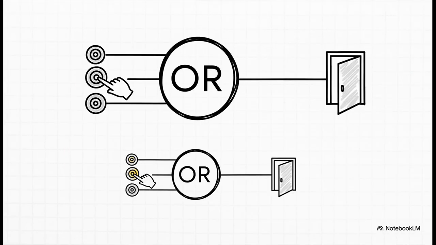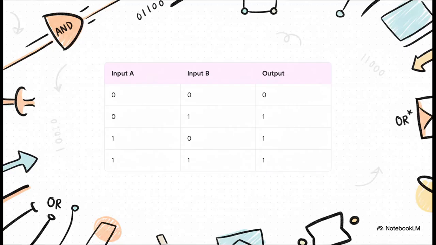And now it's time to meet the AND gate's much more chilled out sibling, the OR gate. If the AND gate is that door with two locks, the OR gate is a door with two different doorbells. Pressing either one will get the door to open. It is not nearly as picky. And its truth table totally reflects this easygoing nature. Look at that. The only way you can get a 0 out of an OR gate is if both inputs are 0.